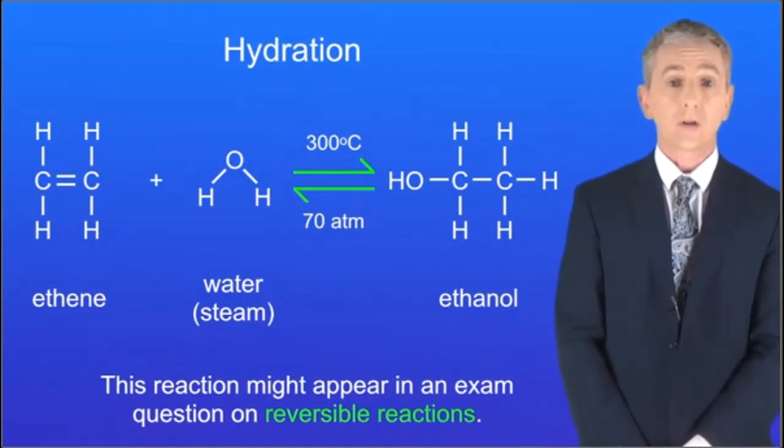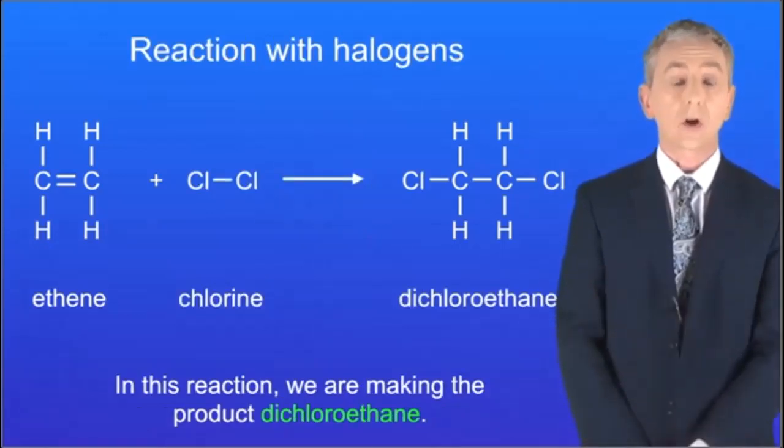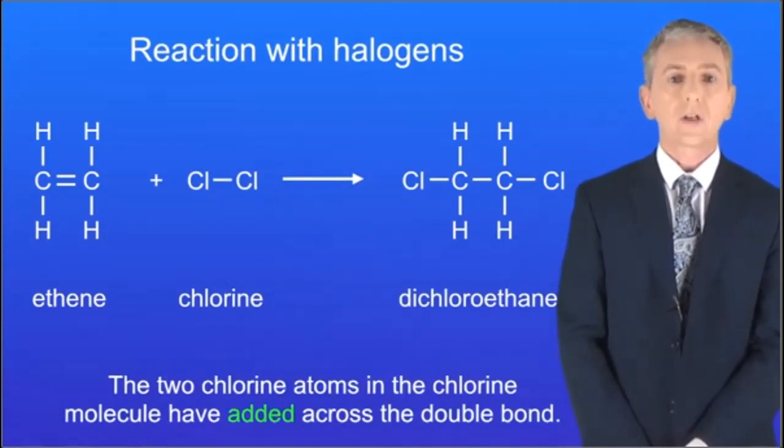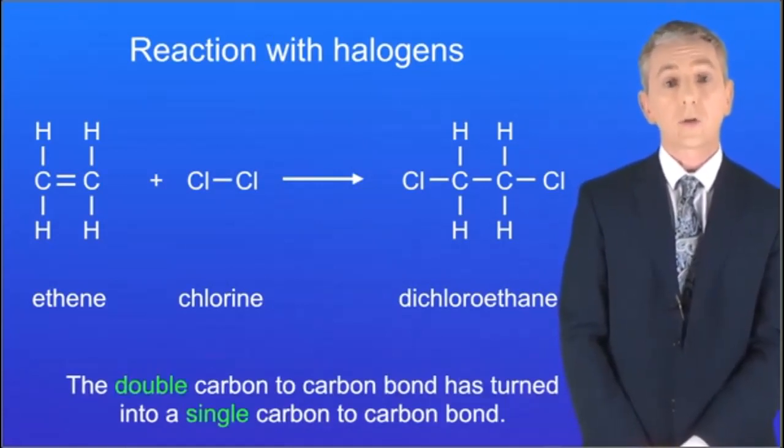Now, there are no special conditions for the reaction between alkenes and halogens. Alkenes react quite rapidly with halogens. I'm showing you here the reaction between ethene and chlorine gas, Cl2. In this reaction, we're making the product dichloroethane. As you can see, the two chlorine atoms in the chlorine molecule have added across the double bond. And once again, the double carbon-to-carbon bond has turned into a single carbon-to-carbon bond.